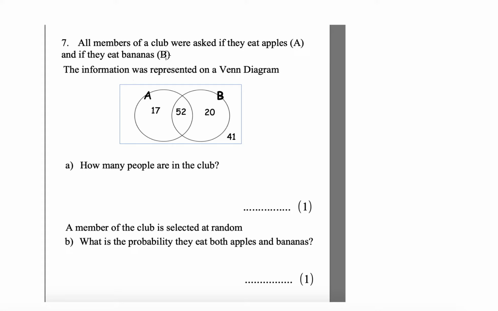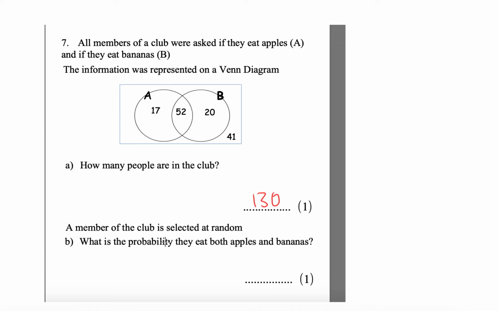All of the members of a club were asked if they eat apples or bananas. The information was represented on a Venn diagram. How many people are there in the club? Okay, so just adding them together, and I've got it here. It's 130. Yeah, 17 plus 52 plus 20 plus 41 is 130.